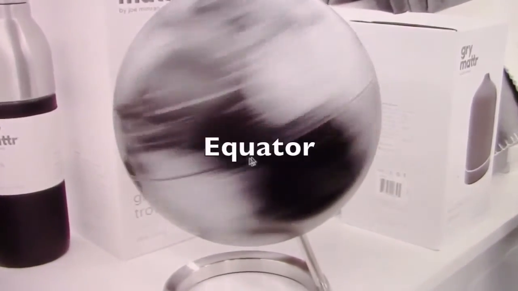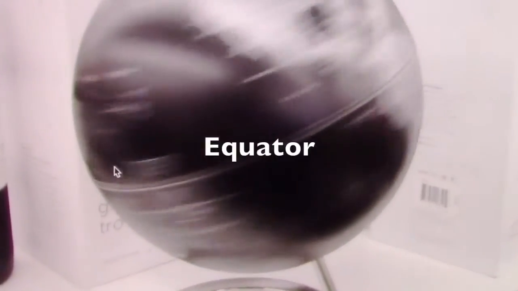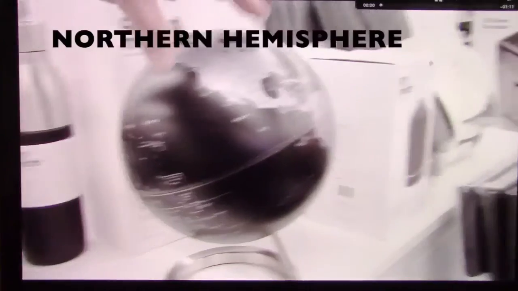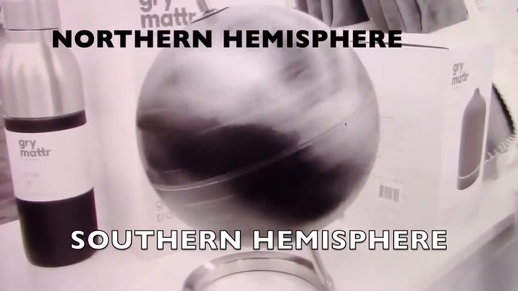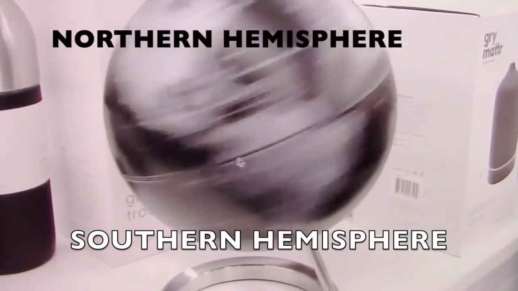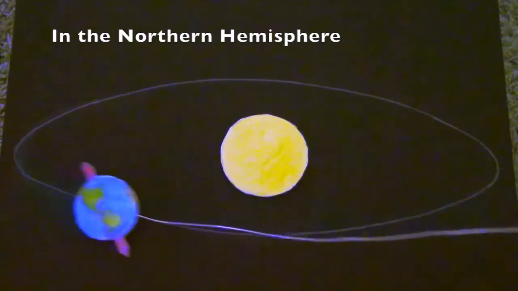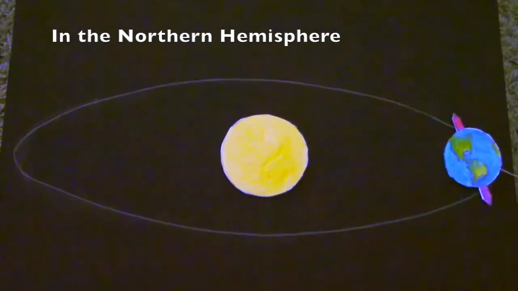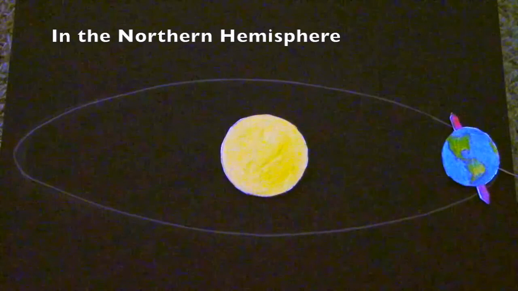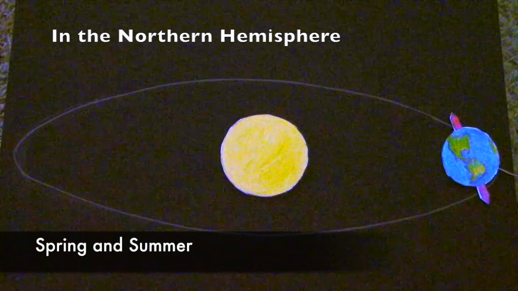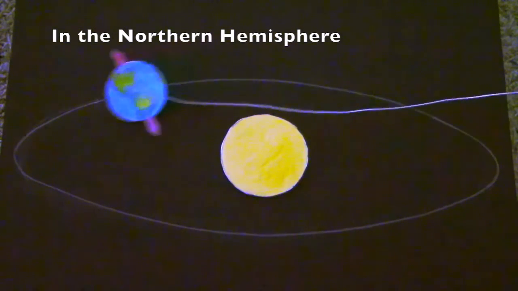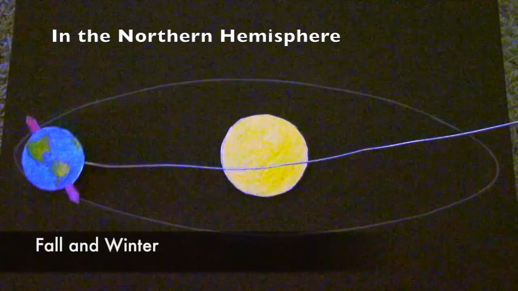So the equator divides the Earth into 2 hemispheres, the northern hemisphere and the southern hemisphere. In the northern hemisphere, when the Earth appears to tilt forward toward the sun, it is spring and summer. And when the Earth appears to tilt back away from the sun, it is fall and winter.